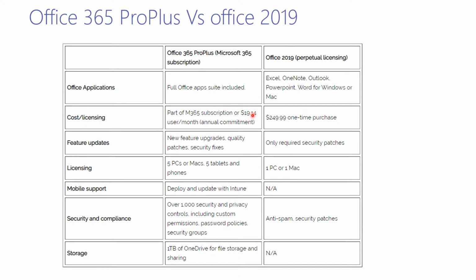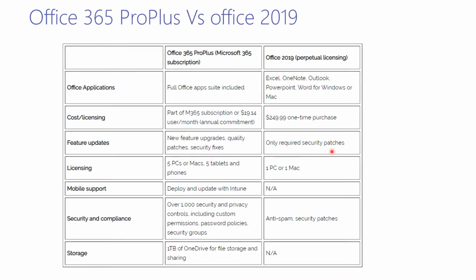Actually, I cannot comment on the exact number over here. These numbers might be different for different licensing plans. Okay, so basically cost and licensing is a little bit less in Pro Plus in comparison to your perpetual licensing, and you also get a lot of applications if you use Office 365 subscription in comparison to perpetual licensing. Feature updates, new feature updates, quality patches, security fixes, everything is basically done for you very quickly.